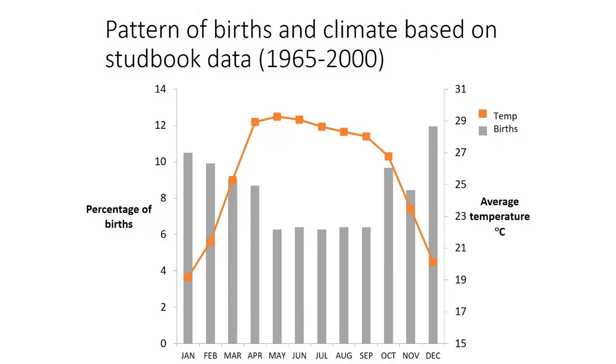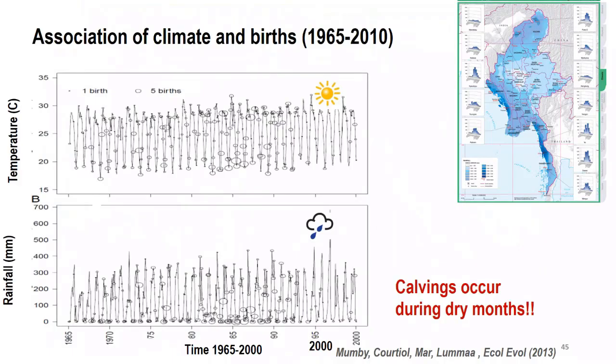So we looked into the details with another PhD student, Handamambi, using meteorological data, and he looked at it year by year. It's from 1965 to 2000, more than 35 years of data, and this is up to 2010. Every one birth is a dot, and more than 5 births is a bigger dot. So we noticed most calvings occur in August, when they have higher temperature.